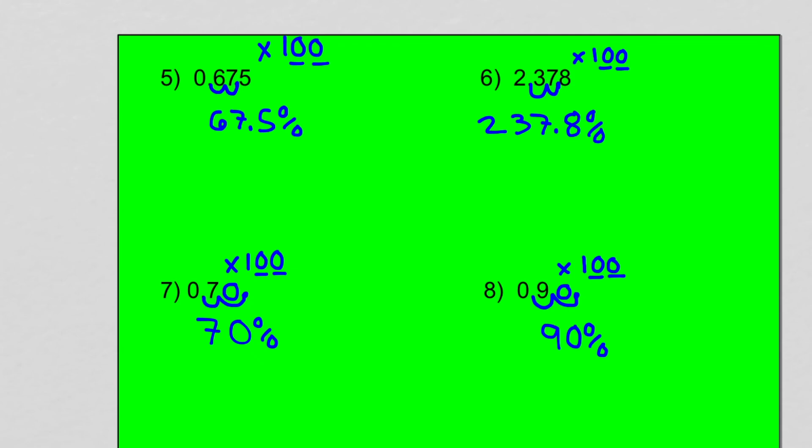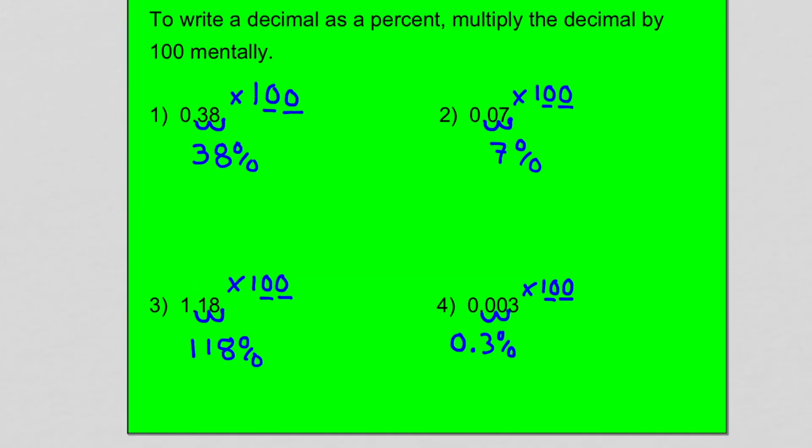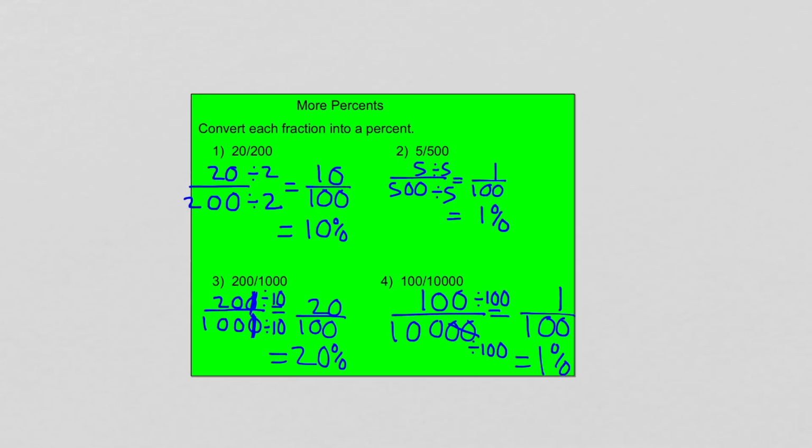So there's 8 examples of how you change a decimal to a percent. Always mentally multiply by 100. And remember, to change a fraction to a percent, always make that fraction out of 100. That's all for now. That will help you with today's assignment.